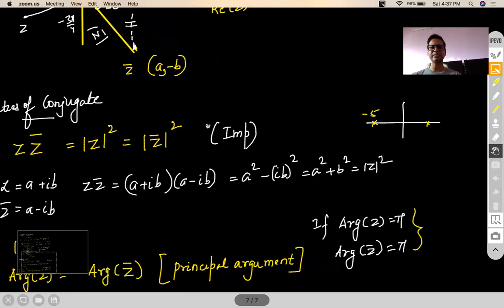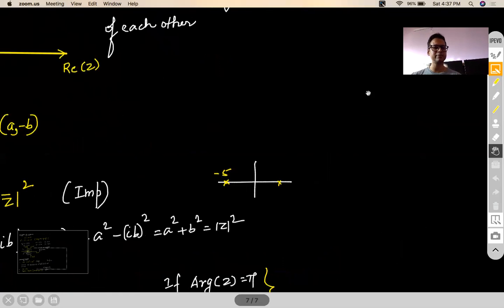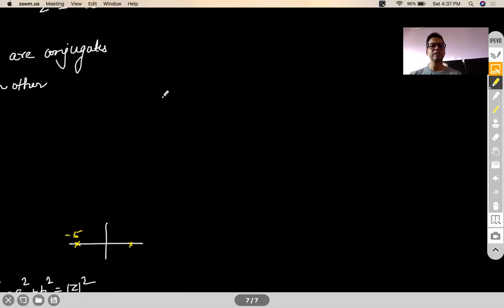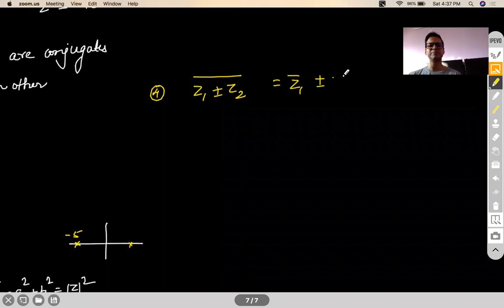Few other properties. I'll continue here. I think this was the third one. The fourth property is, if you add or subtract two complex numbers and take its conjugate, it is as good as adding or subtracting their respective conjugates.